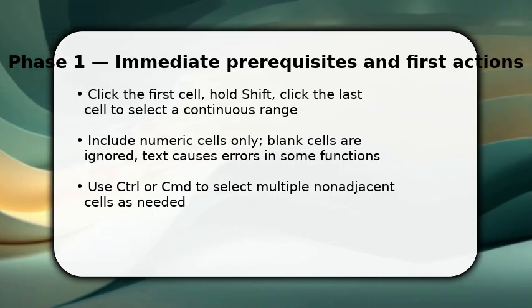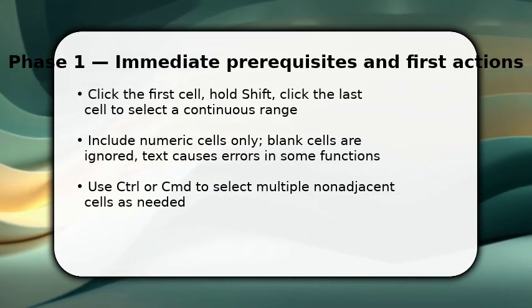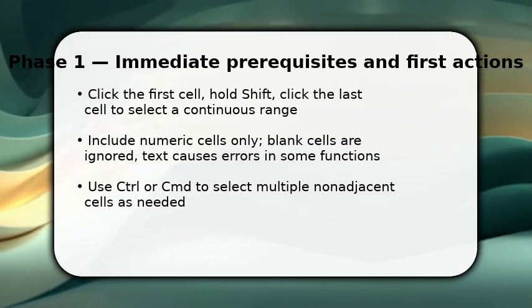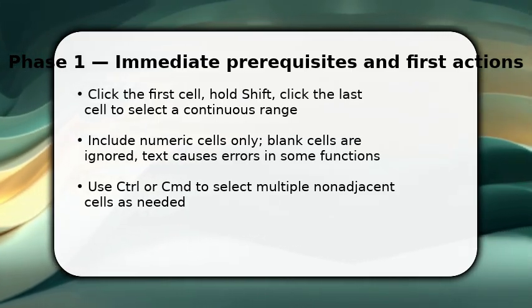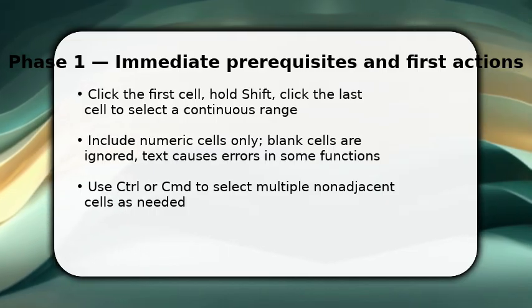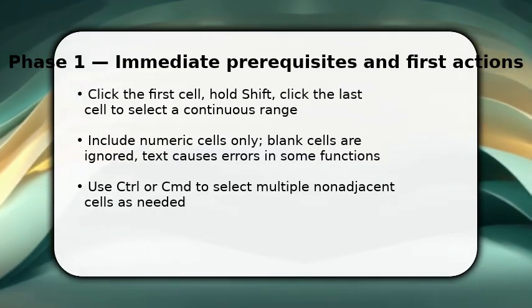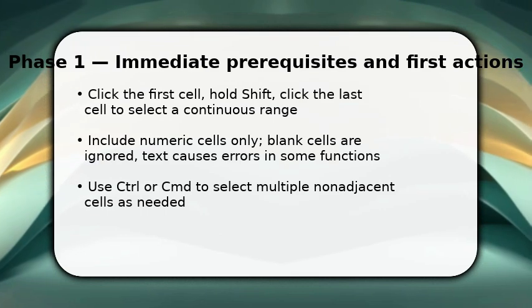If you need multiple groups, use Control or Command to pick non-adjacent cells. Make sure to note header rows so they aren't included. Now move to the formula bar and prepare to enter the function. This is where the average actually gets computed.